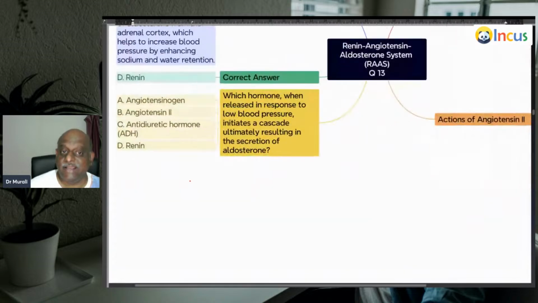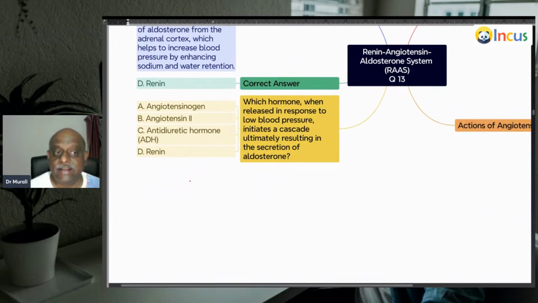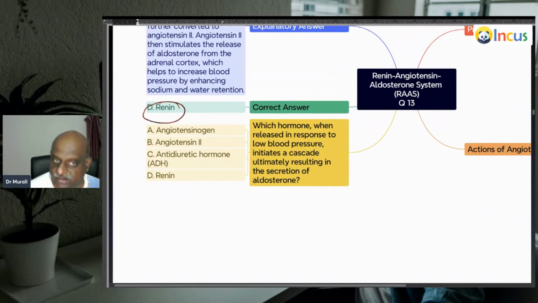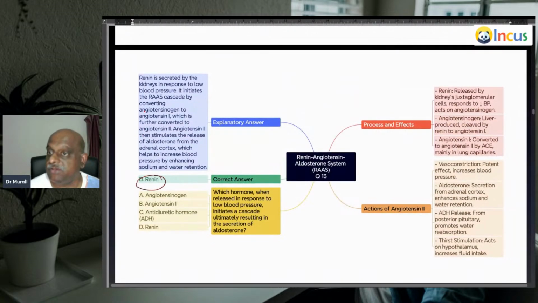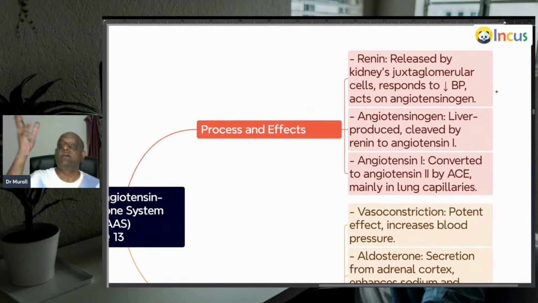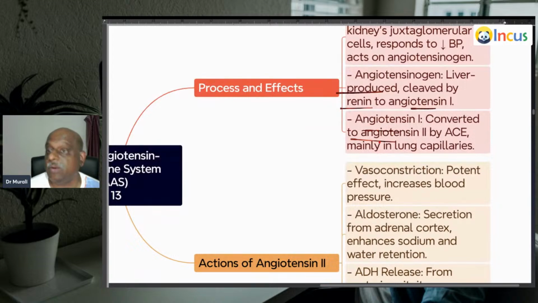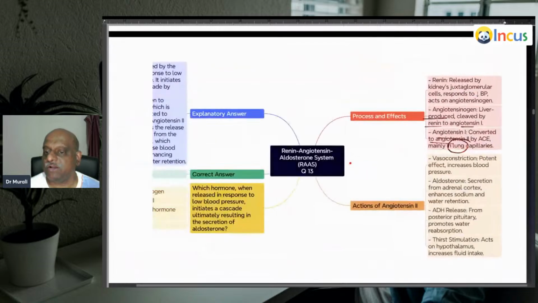Which hormone is released in response to low BP, resulting in secretion of aldosterone, doctor? It is the renin, is what you need to remember. And where is renin produced? Renin is released by the juxtaglomerular cells when there is a fall in the BP. It acts on angiotensinogen. Angiotensinogen, produced by the liver, is cleaved by the renin to angiotensin 1, and angiotensin 1 is converted to angiotensin 2 by the ACE, mainly in the lung capillaries, is what you have to remember.